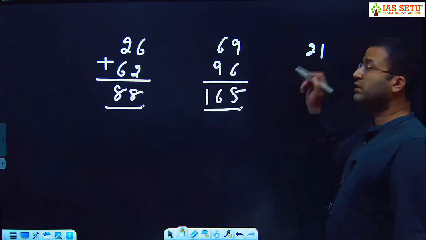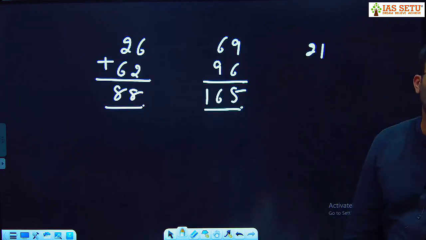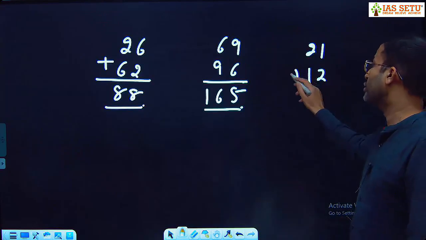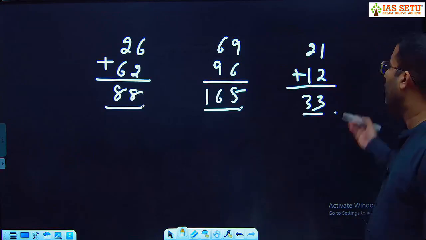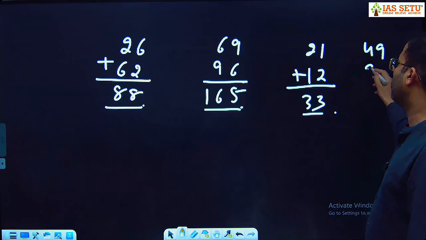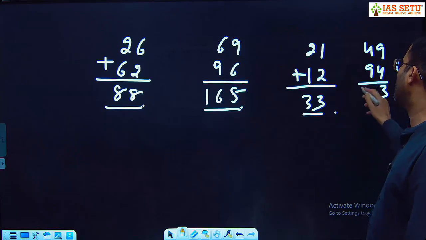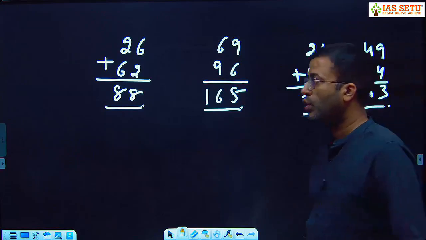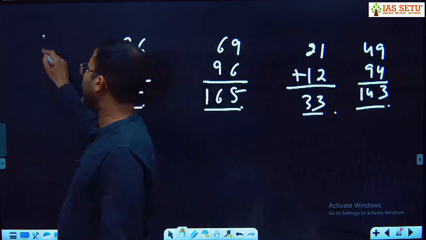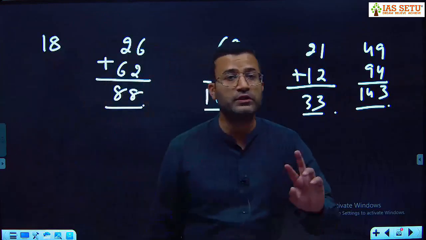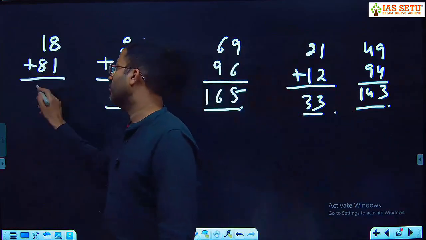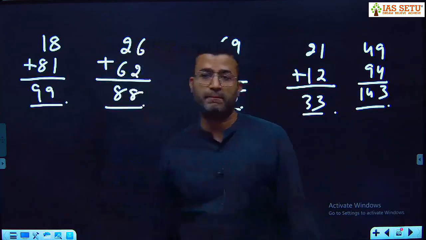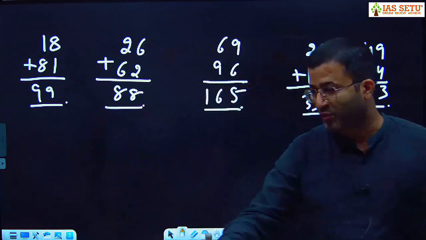Take 21. You reverse the digit of 21, what you get? 12. You add, what you get? 33. Take any other number, 49. You reverse 94. You get 143. You take 18. If you reverse the order of 18, what you get? 81. You add, what you get? 99. हाँ जी, what you have observed?